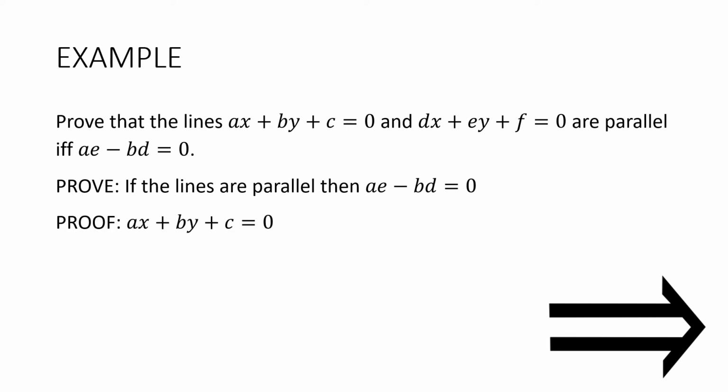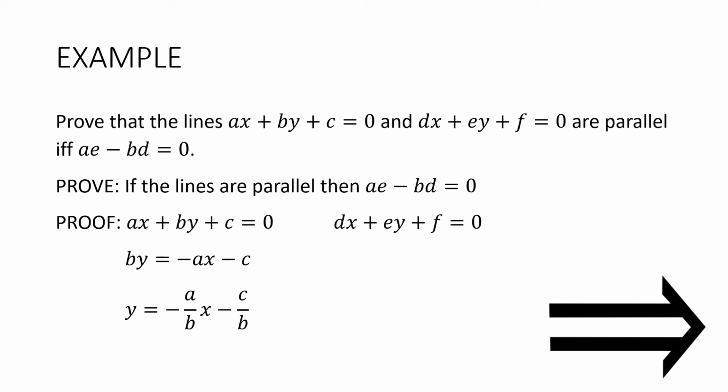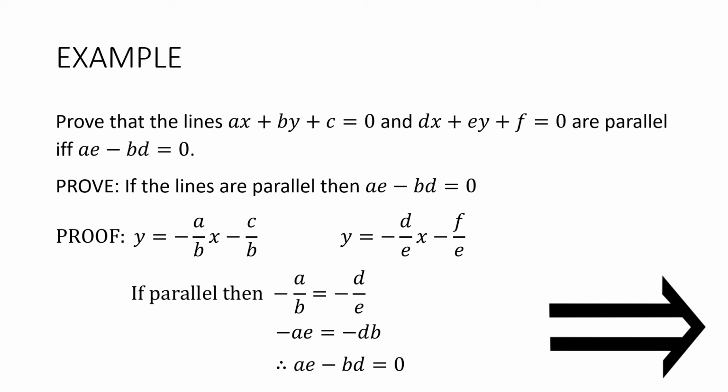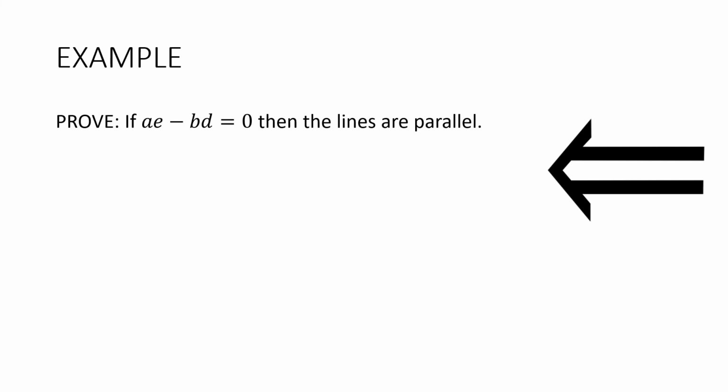What we're going to do is take both of our lines and turn them into gradient intercept form. So making y the subject, we end up with y is equal to negative a on b x take away c on b. And with the other line, making y the subject, we end up with y is equal to negative d on e x take away f on e. And so the gradients are negative a on b and negative d on e. And if they're going to be parallel, those two gradients have to be equal. And just rearranging this, we get negative ae is equal to negative db, and therefore ae take away bd is equal to 0.